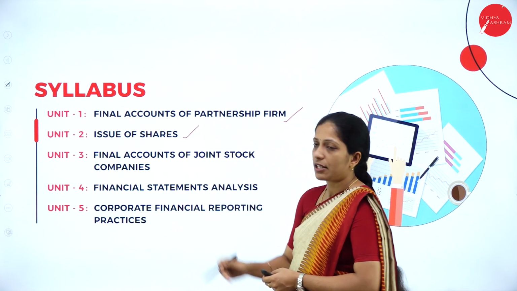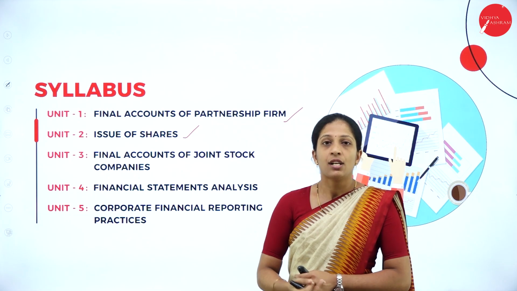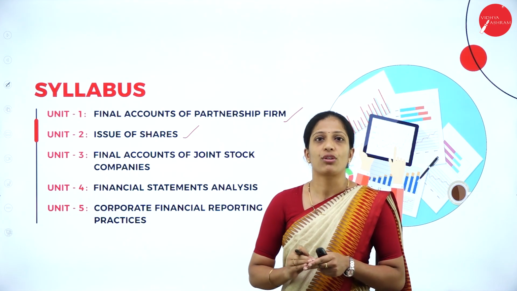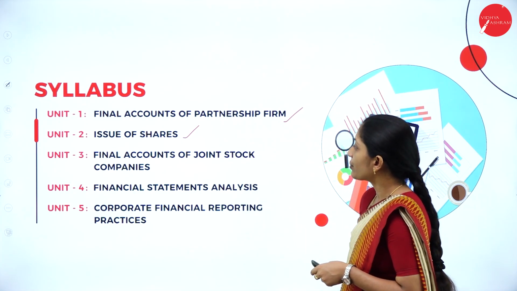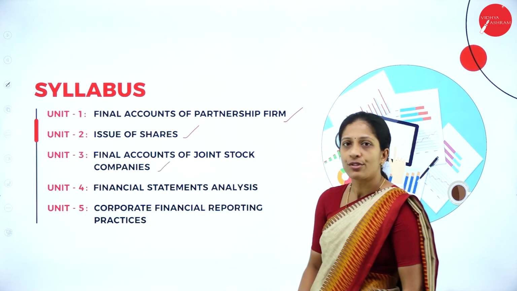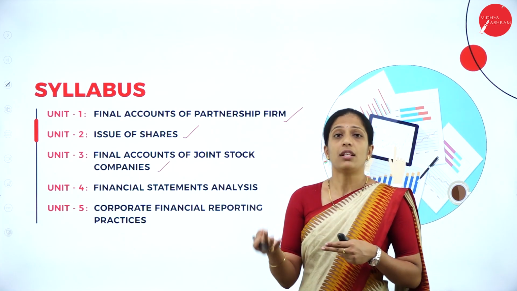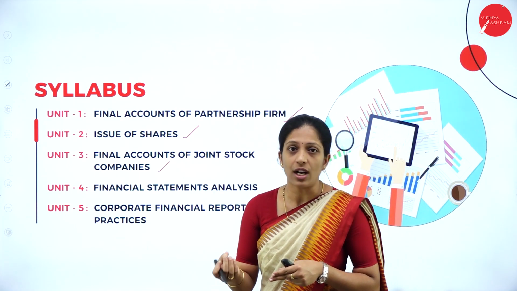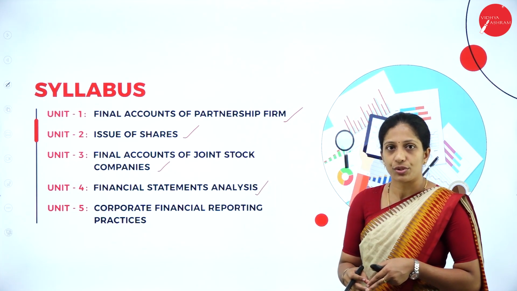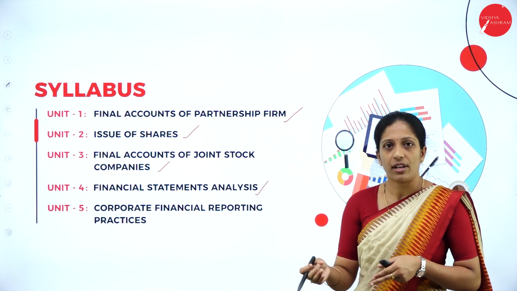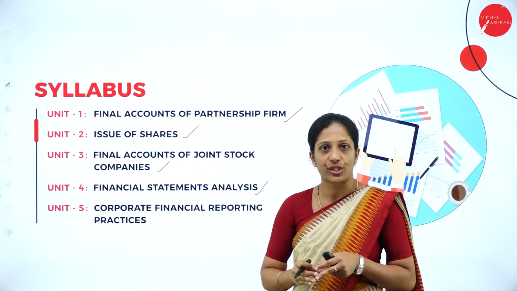Next, the second unit is issue of shares. This also you have learned, so it is a bit of an expansion of your PUC syllabus. You are going to learn about issue of shares. Next, final accounts of joint stock company. So, this is also where the final accounts have to be prepared for a joint stock company. Next, financial statement analysis will be your Unit 4. This also you have learned, but a bit more advanced you are going to study here.